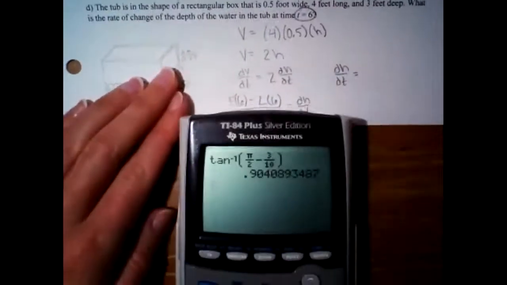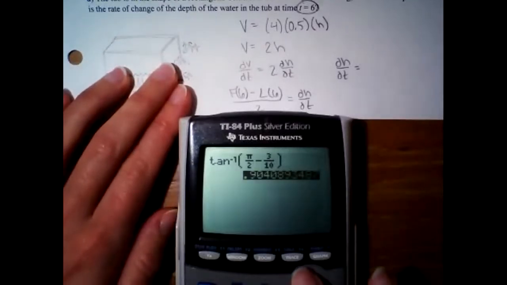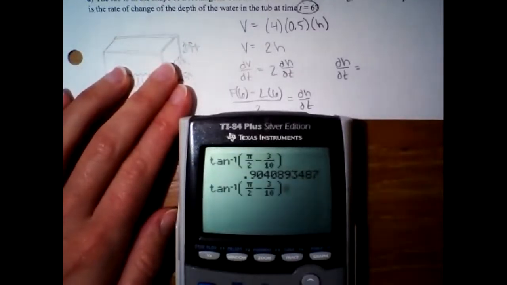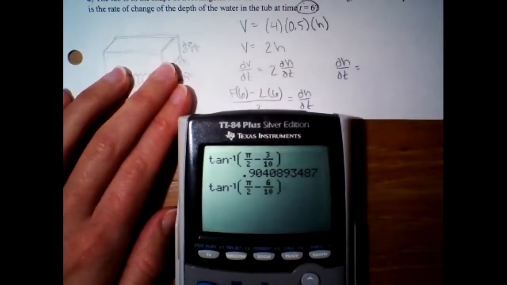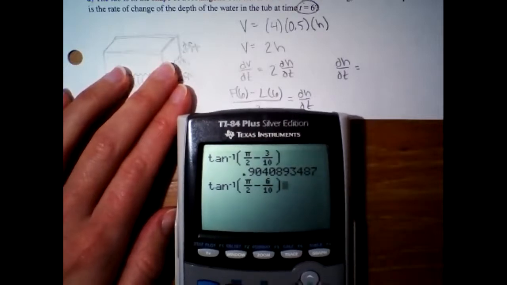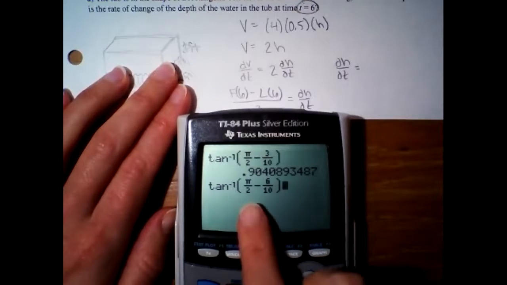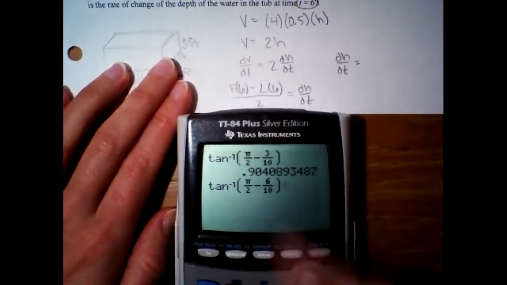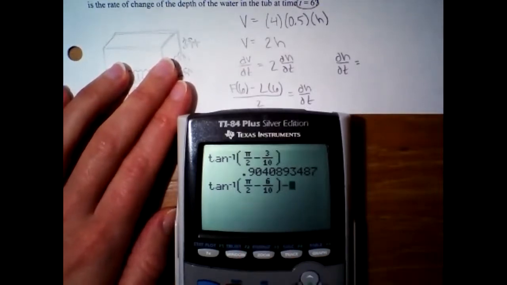I already have this right here. What I'm going to do is just go and bring it back and change the 3 to a 6, so I don't have to type that all over again. Because I already typed it for time 3, and I just went and changed the 3 to a 6. So that's the rate in, that's the f of 6, minus, and then we want to do L of 6. So let me pull this back down here.